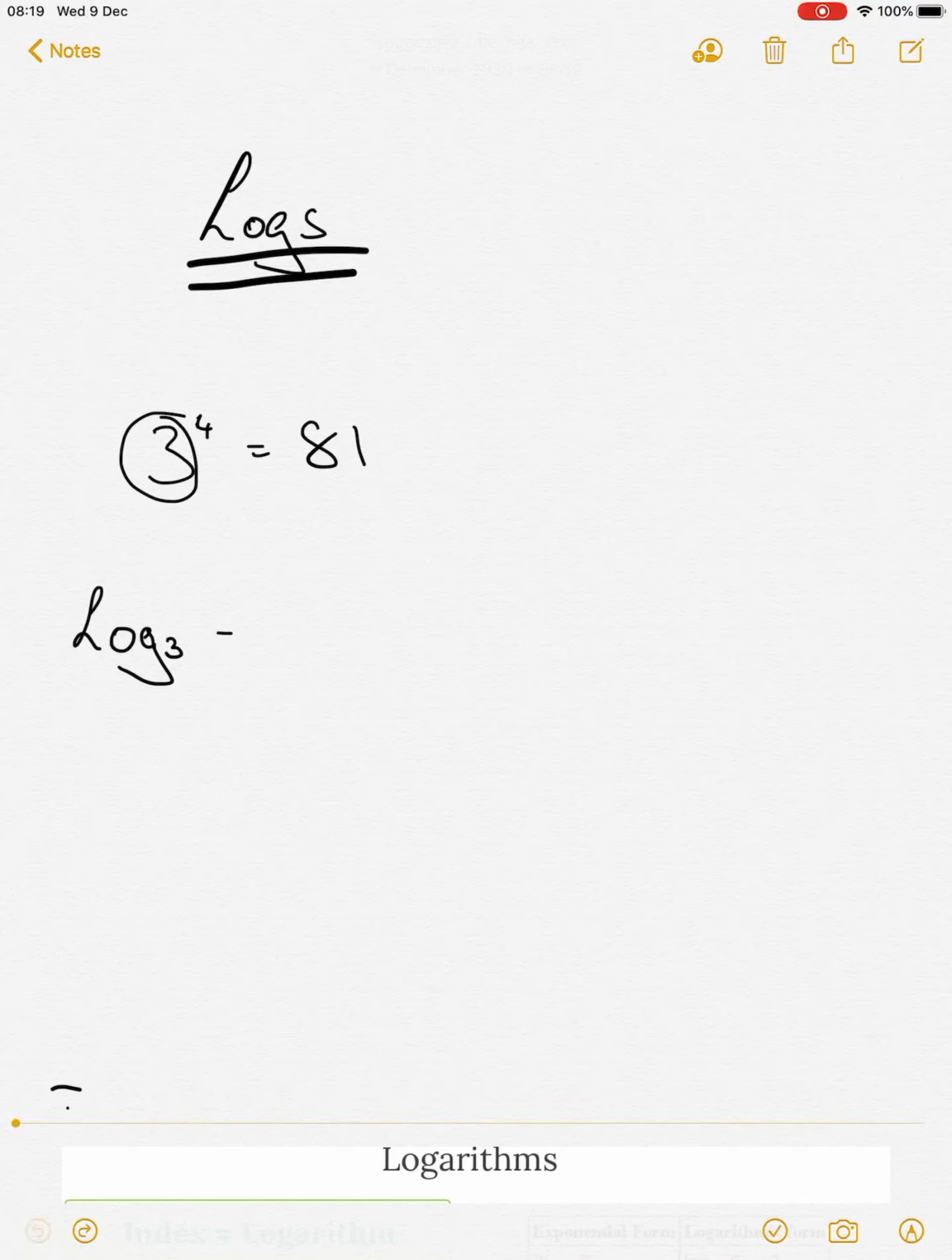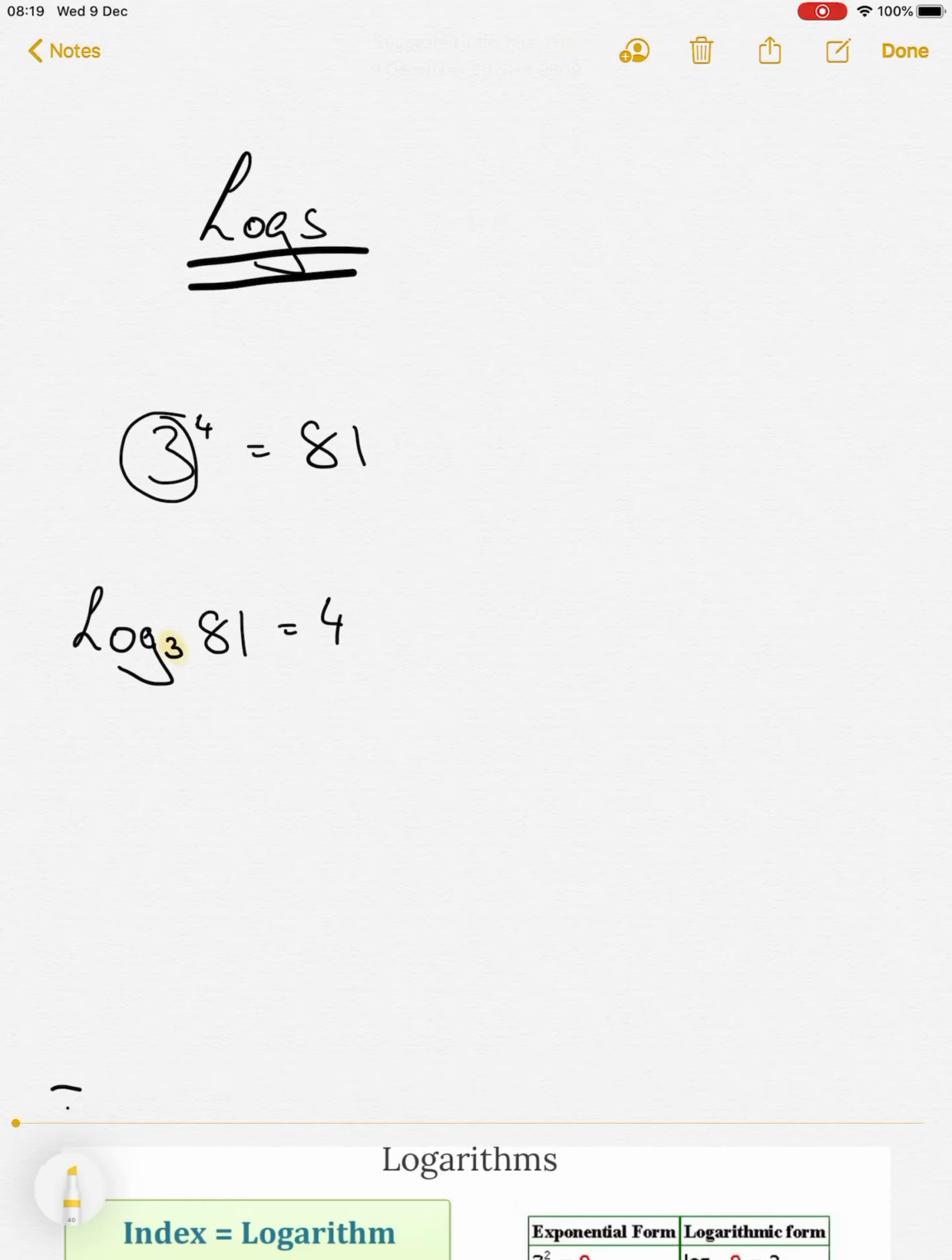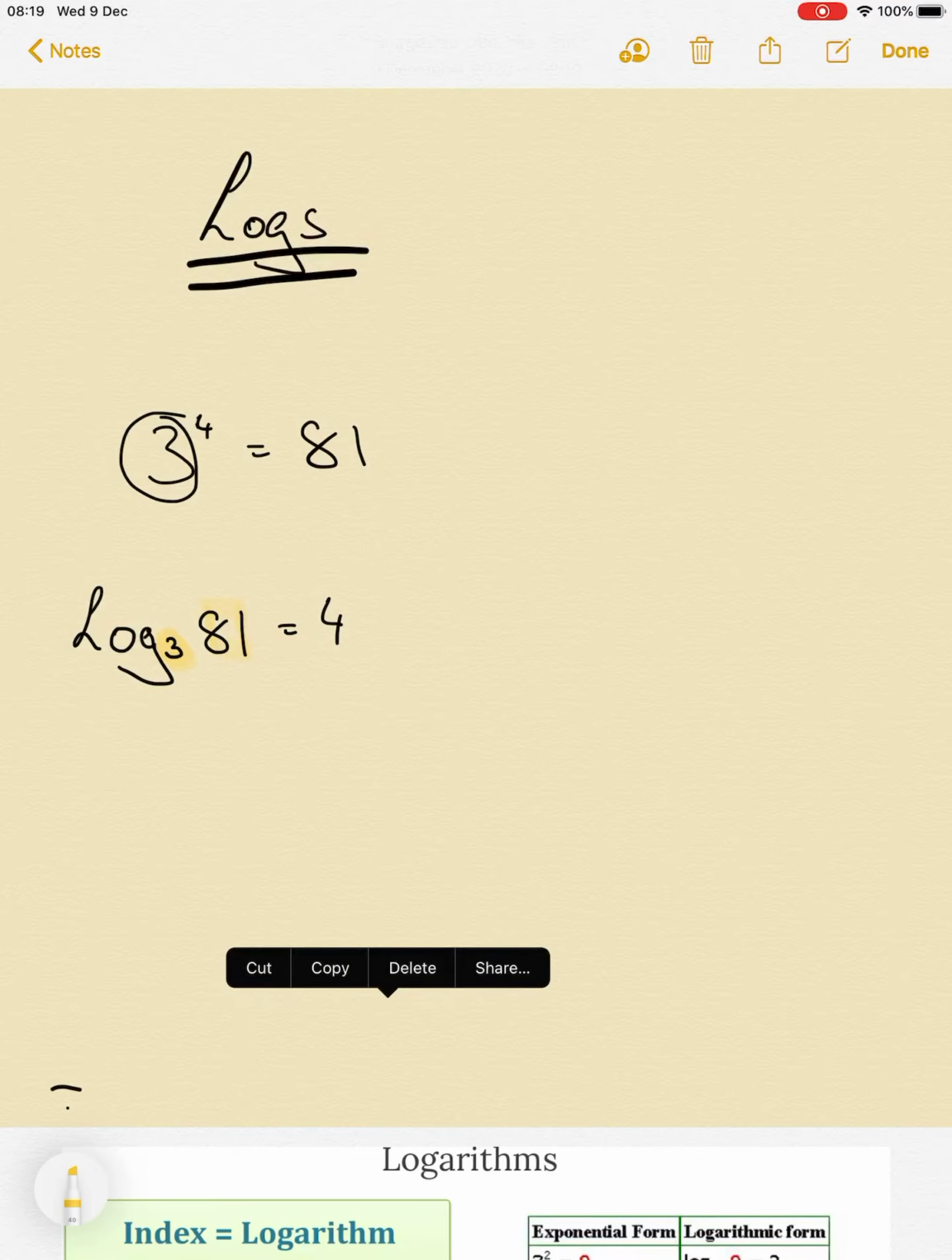Log of base 3, and then give your answer at this stage. So 81 equals 4. So log base 3 of 81 equals 4 is how you'd say that. And all that's really asking is, what power do you raise 3 by to get your result here, 81? And the answer was 4.